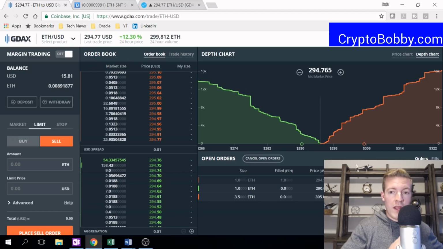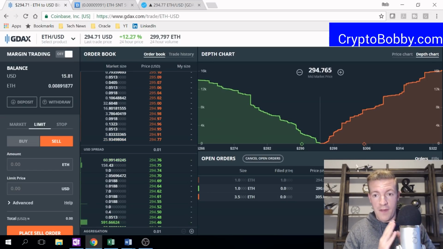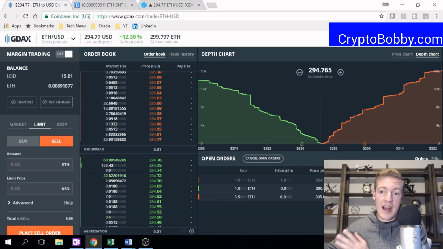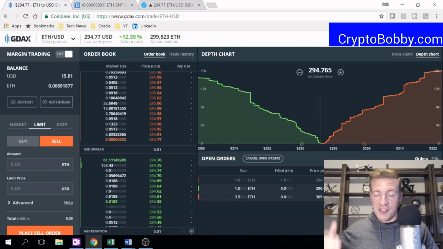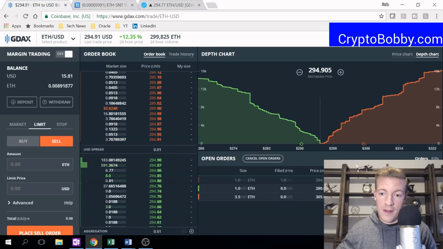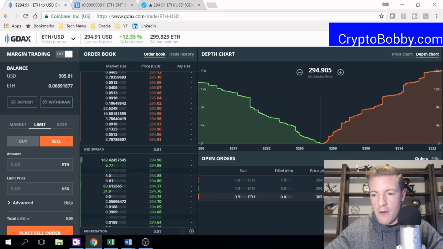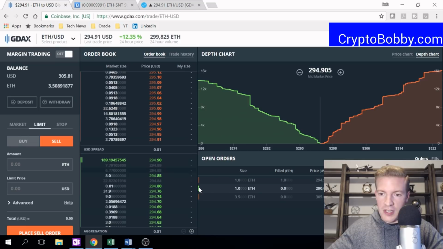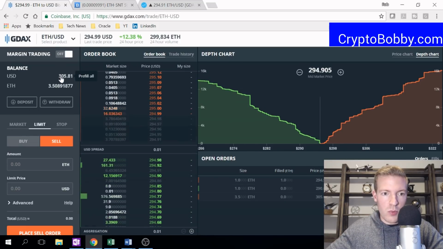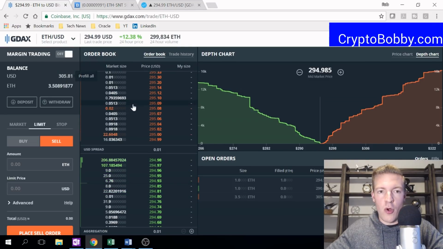If it goes one way, if it reduces in value, I'm going to be buying $290 worth of Ethereum. If it goes up to 305, I'll be selling the 3.5 Ethereum at 305 per ETH, and that's that. And so I'll just cancel both of these right now, and you can see that the money will shortly be back from the buy order into my overall balance.